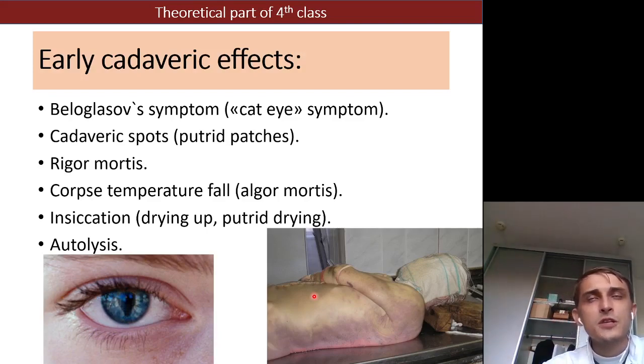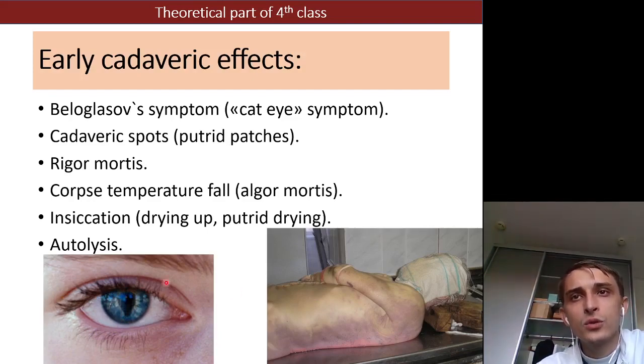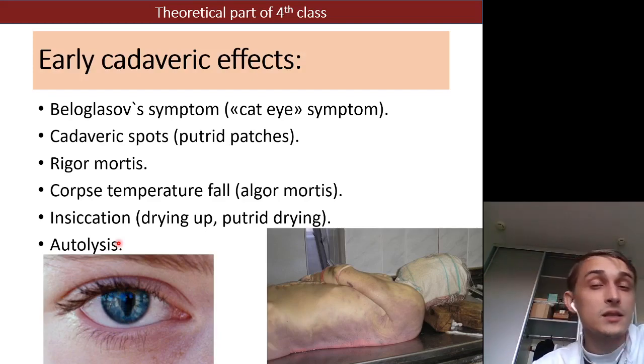Rigor mortis is associated with contraction of the muscles, and all muscles will contract. It happens 2 hours after death, and the rigor will disappear after 2 days. Also, we will see drying up of all mucous membranes, and also we will see the starting of autolysis. Autolysis begins from the intestine, because in the intestine we will see a lot of microorganisms.